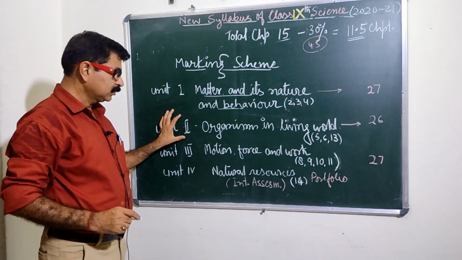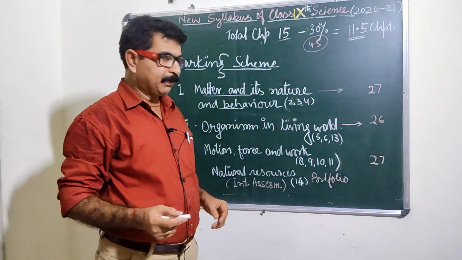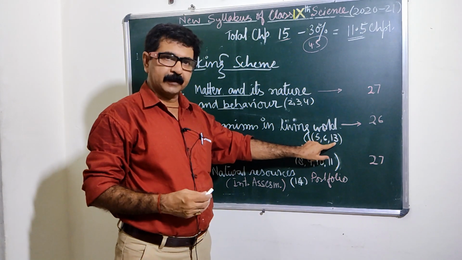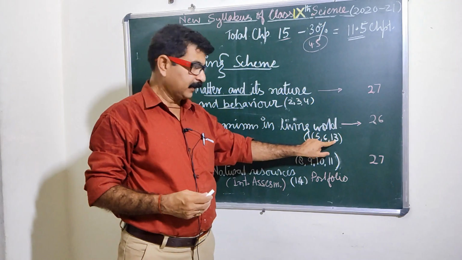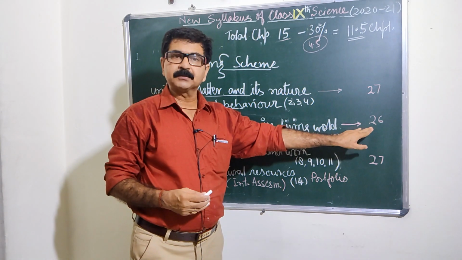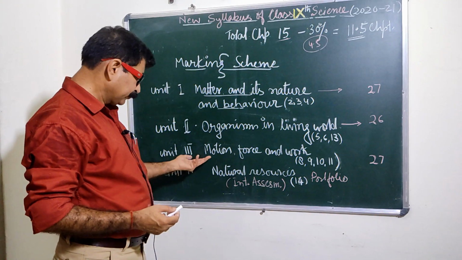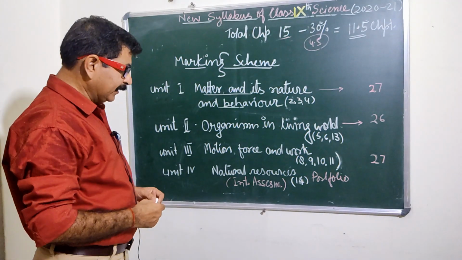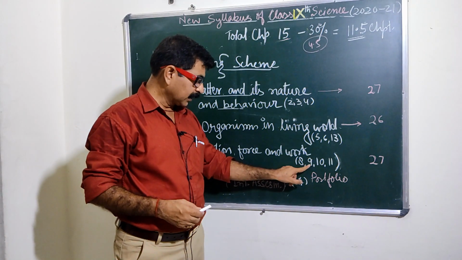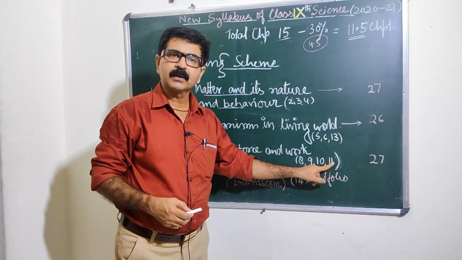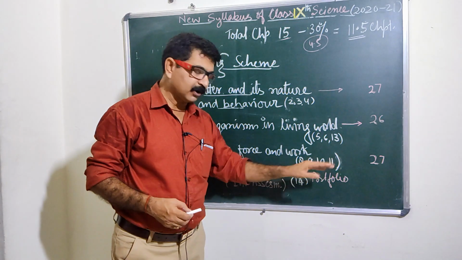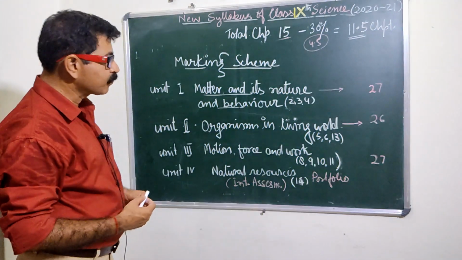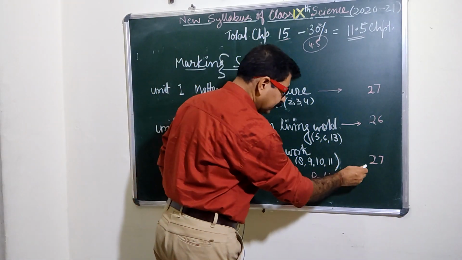Then Unit 2, Organisation in the Living World, the bio part, comprises 3 chapters, chapters 5, 6 and 13. It comprises 26 marks. Unit 3, the physics part, Motion, Force and Work, where 4 chapters are there, 8, 9, 10 and 11. Some part of chapter 10 and all 3 other chapters. It is of 27 marks. So these 3 together make 80.